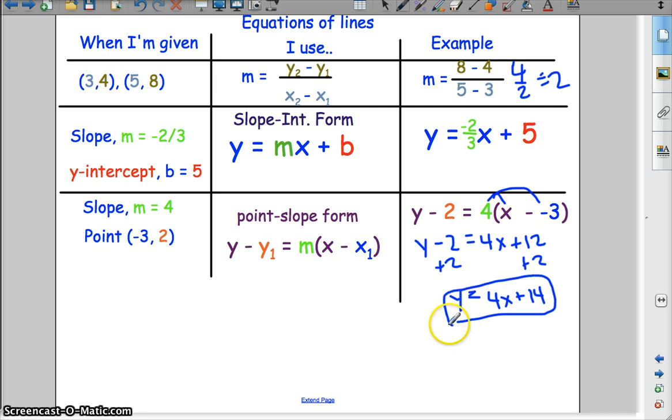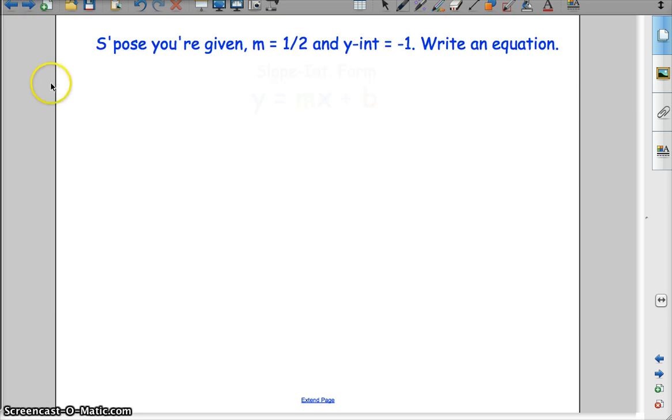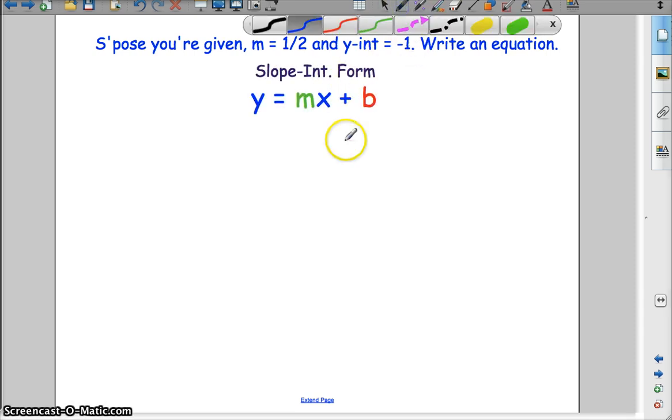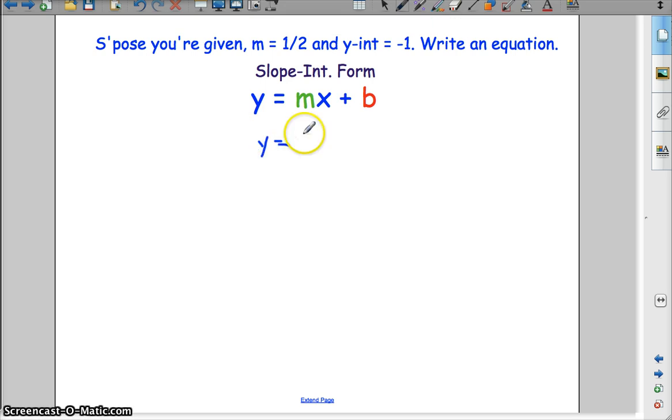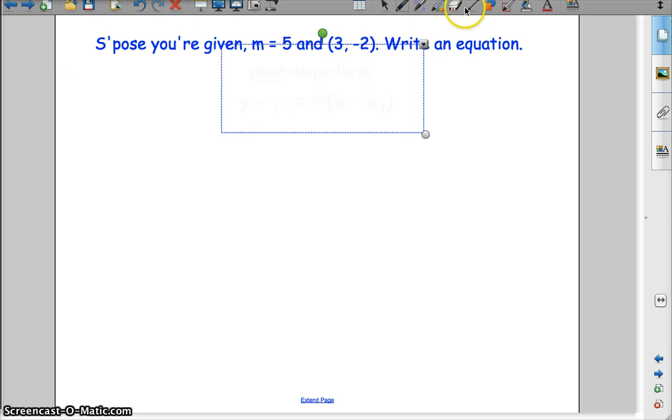Alrighty, so let's practice this. So suppose you're given m equals 1/2 and a y-intercept of a negative 1. So you're given a slope and a y-intercept. Use slope-intercept form. So we have y equals 1/2 x minus 1. And that's your answer. Now if you put plus a negative 1, that's fine. I'll accept that as well.